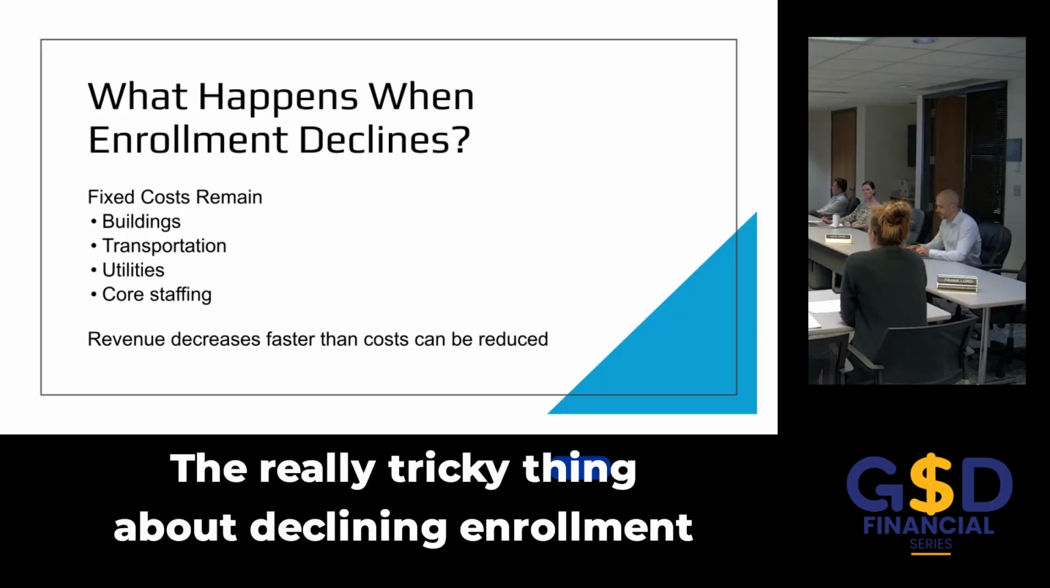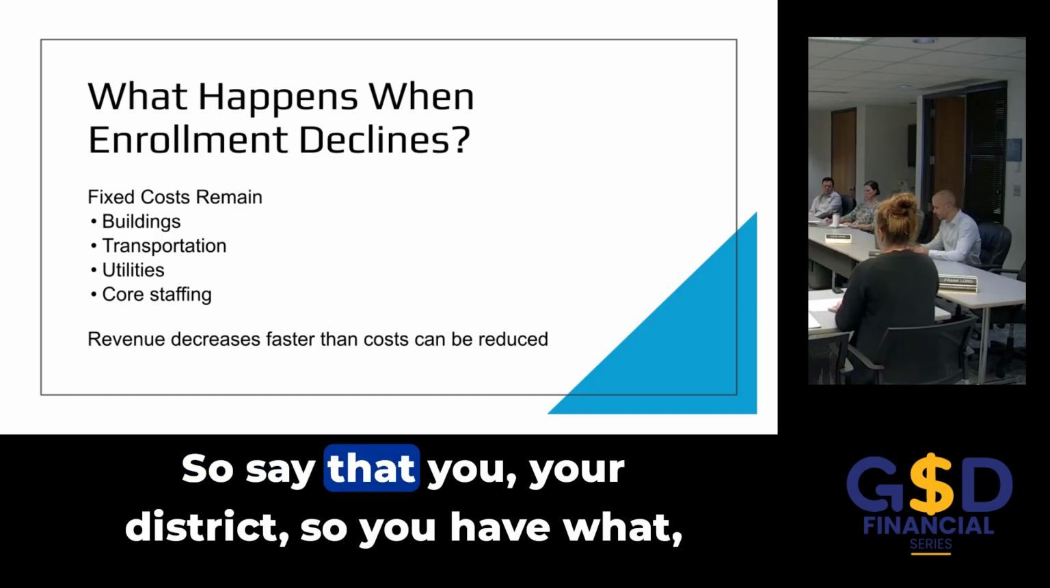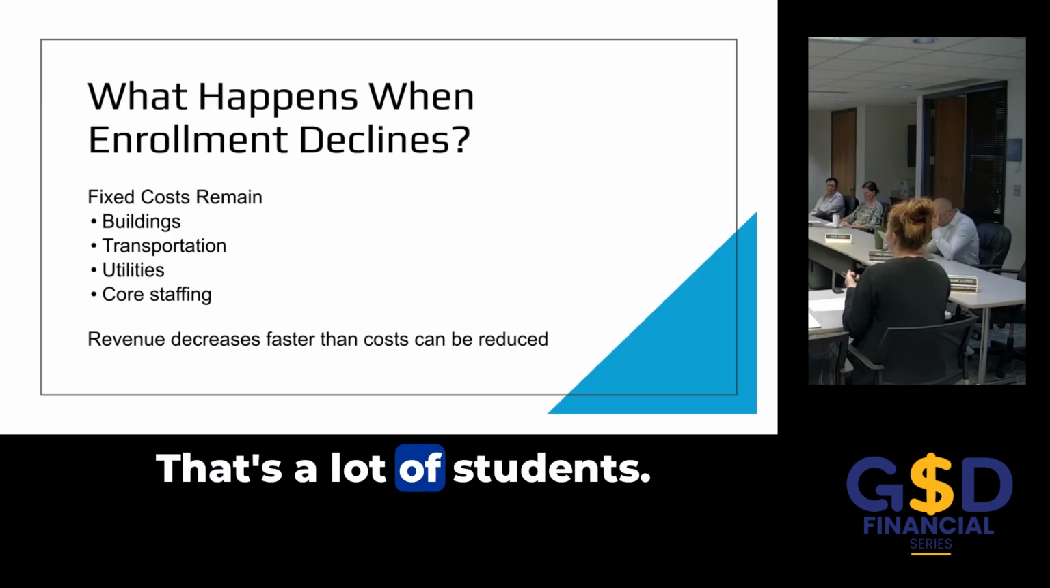The really tricky thing about declining enrollment is, and I'm just using example numbers here, say that your district has 3,700 students and you lose 100 students. That's a lot of students.